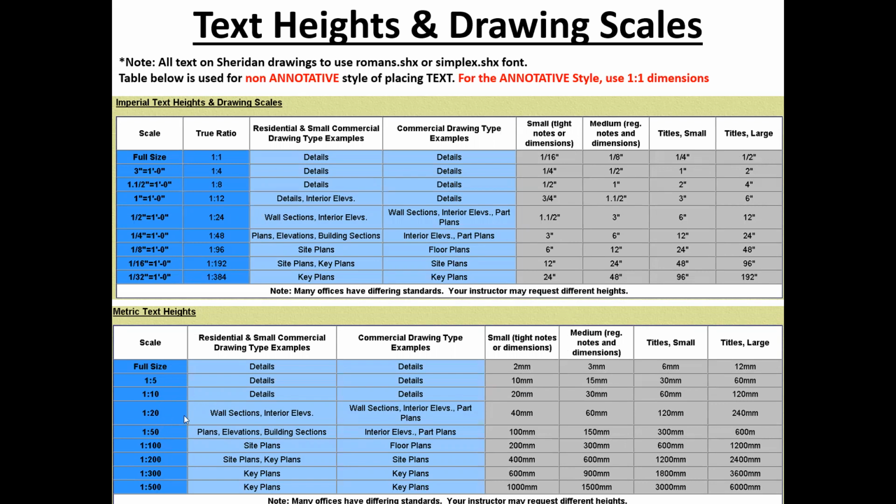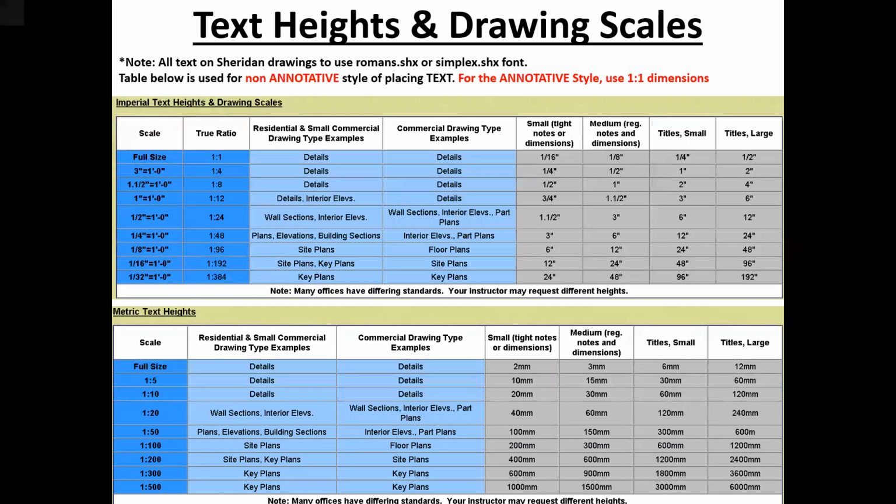Remember, any scale. Before, if you're going to plot at 1 to 100, then your text height should be 200 millimeters, right? And if you're going to print that same text at 1 to 500, the text height should be 1000 millimeters. Now, because of the annotative style, we can forget about all the rest. Just remember the full scale height of the text for small, medium, or large titles. Okay, so how does that work?